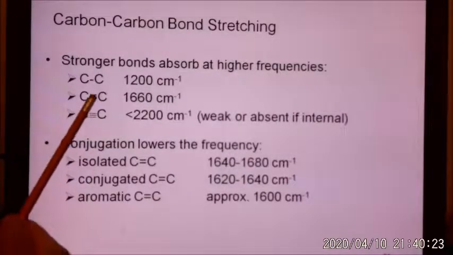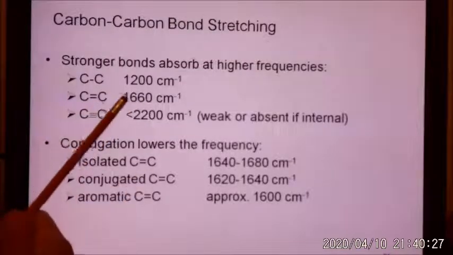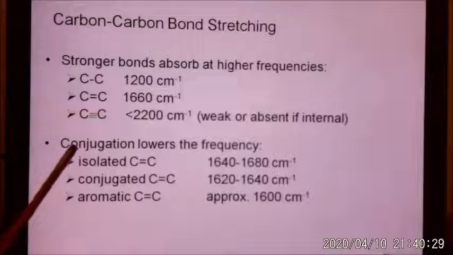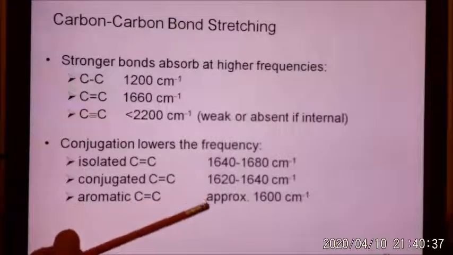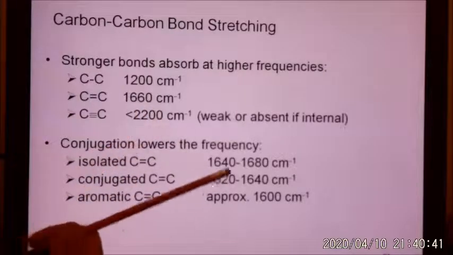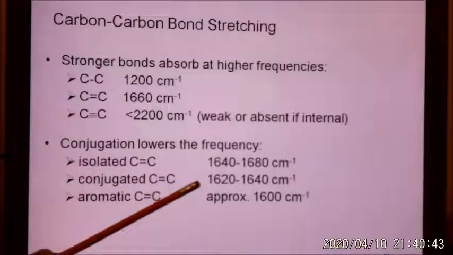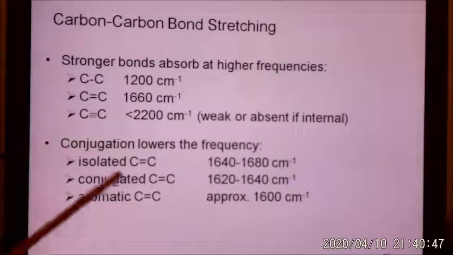Carbon double bond carbon, this is more polarizable, so you actually do see that. It is about medium, around 1660. If you see variations of that, like we talked about here, any variation will give you an idea of what's happening. Isolated, 1640 to 1680. If it's conjugated, look, it lowers the frequency. Aromatic lowers the frequency. Okay?